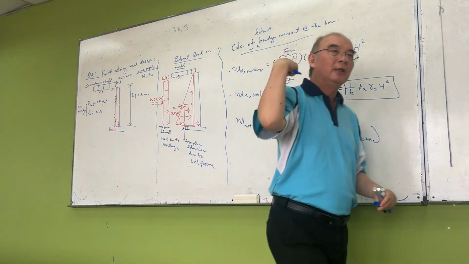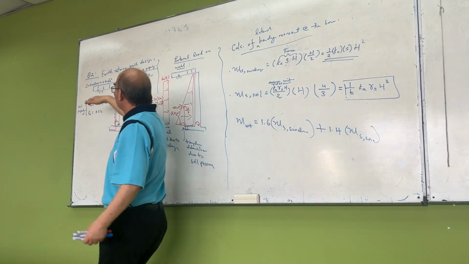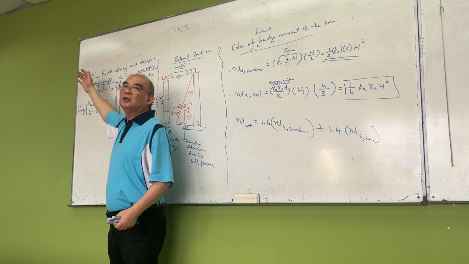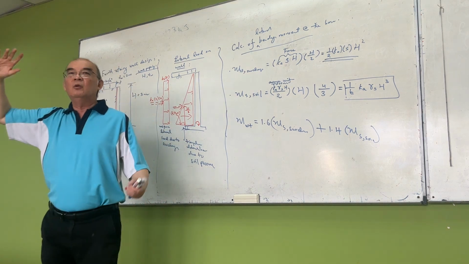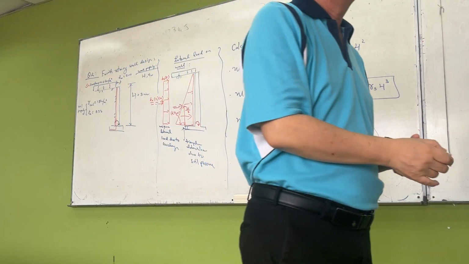In the problem, I already told you: you will find that you use the 1.4 factor for soil and 1.6 factor for surcharge. Okay? Because the surcharge is a little bit unpredictable. Because you really don't know what is going to be here. Is it a car? Is it a truck? Is it a lorry? Or whatever. Right? So that's why our load factor is high for the surcharge.